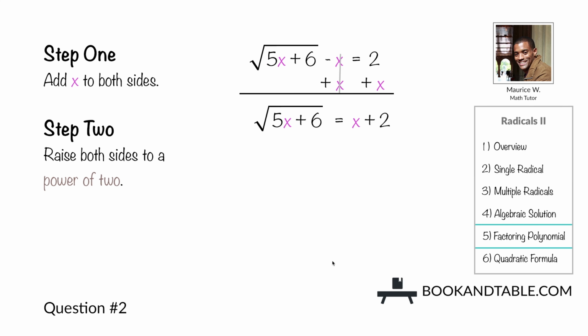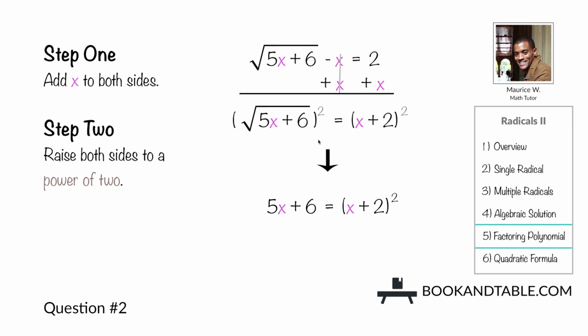Question number 2, we had the square root of 5x plus 6 minus x is equal to 2. Step 1, add x to both sides, isolating the first radical, the square root of 5x plus 6. And on the right side, we have 2 plus x, which is the same as x plus 2. To remove this radical sign, we are going to raise both sides to a power of 2, leaving you with 5x plus 6 on the left side of the equation and x plus 2 squared on the right side of the equation.